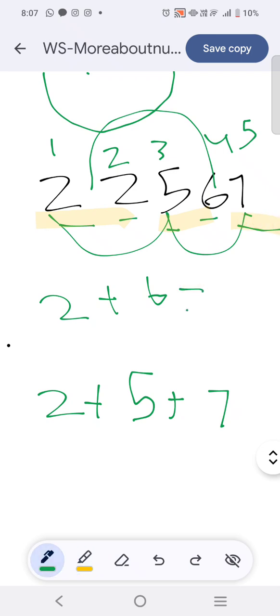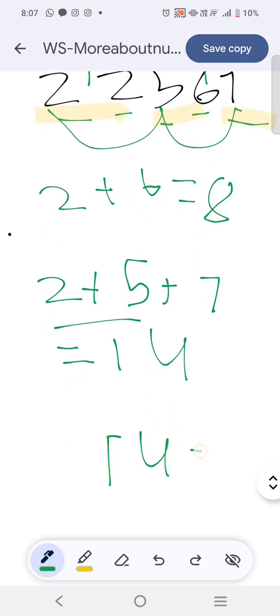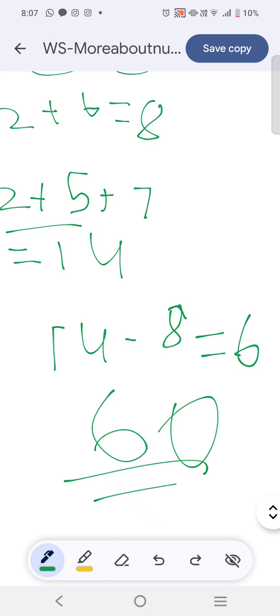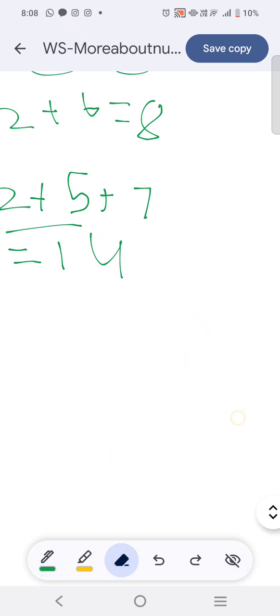Then the sum of this will be 6 plus 2 is 8. 2 plus 5 plus 7: 2 plus 5 is 7, 7 plus 7 is 14. So 14. Now 14 minus 8 is 6. So 6 is the difference. Now we have to see, is 6 0? No, it isn't. Is 6 divisible by 11? Let's do the division and see on our own.